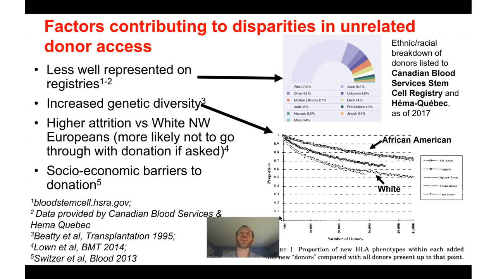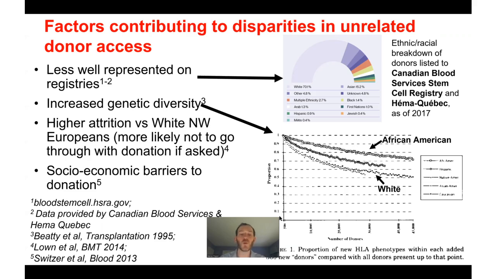But furthermore, most of the donor registries in the world, and particularly the largest ones in the world, are in Western countries with predominantly European populations. You can compare that to Africa and Asia, which have large population bases and very few registries with very few donors on those registries by comparison. And so there's a numbers problem from that perspective.